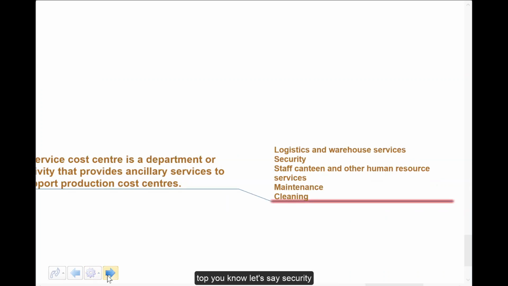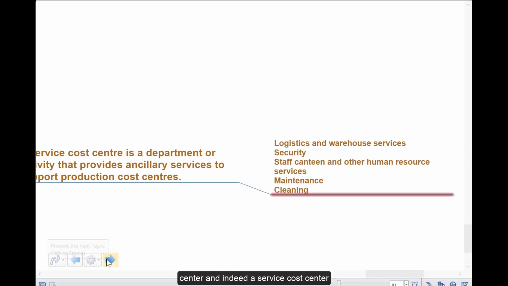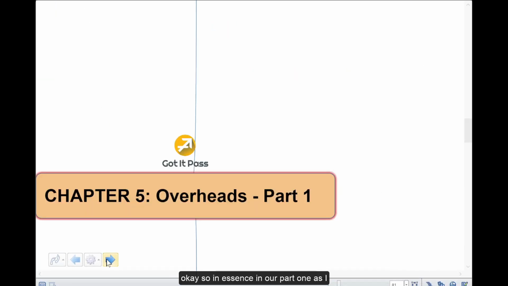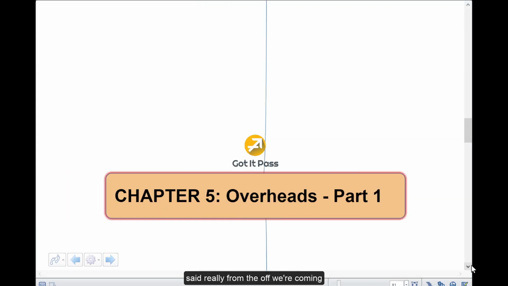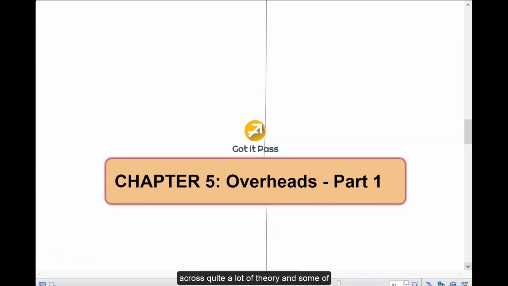Again, we touched on this up top. Let's say security, logistics, maintenance, cleaning, canteen, etc. Okay, so you can see the distinction between a production cost center and a service cost center. In essence, in our part one, as I said from the off, we're coming across quite a lot of theory, and some of it may not be familiar, with quite a few definitions in there: prime cost, service cost, cost centers, etc.